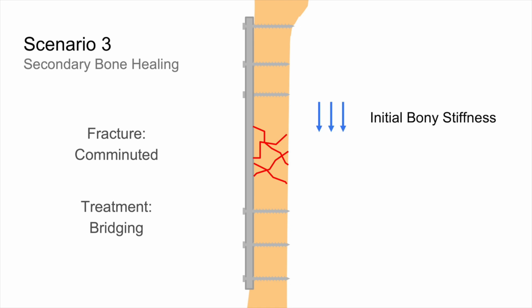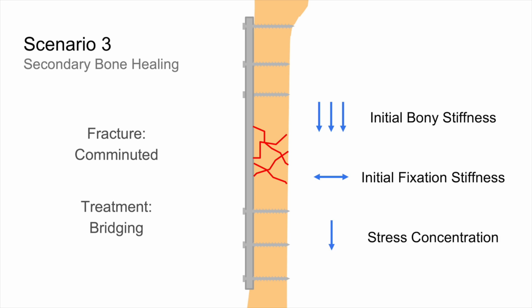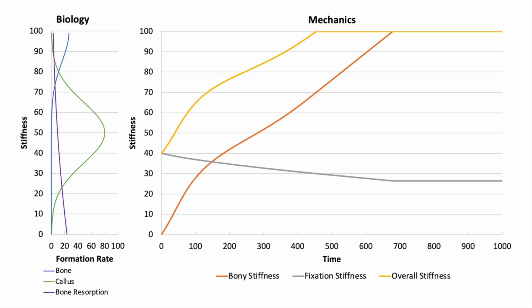There is very low bony stiffness, moderate initial fixation stiffness, and low stress concentration since the fixation is long and well spread. In this graph, the bone starts with minimal stiffness but eventually fully heals, whereas the fixation starts at moderate stiffness and decays until the bone heals.